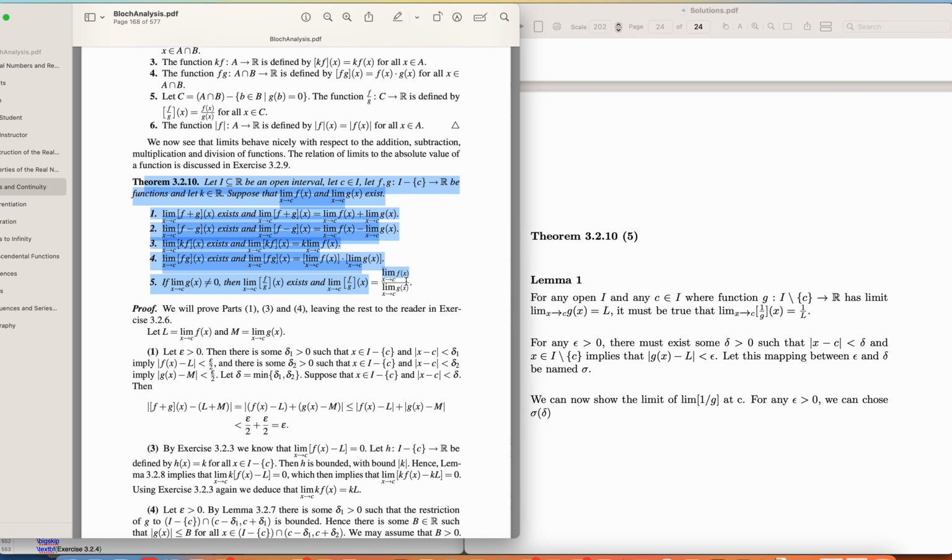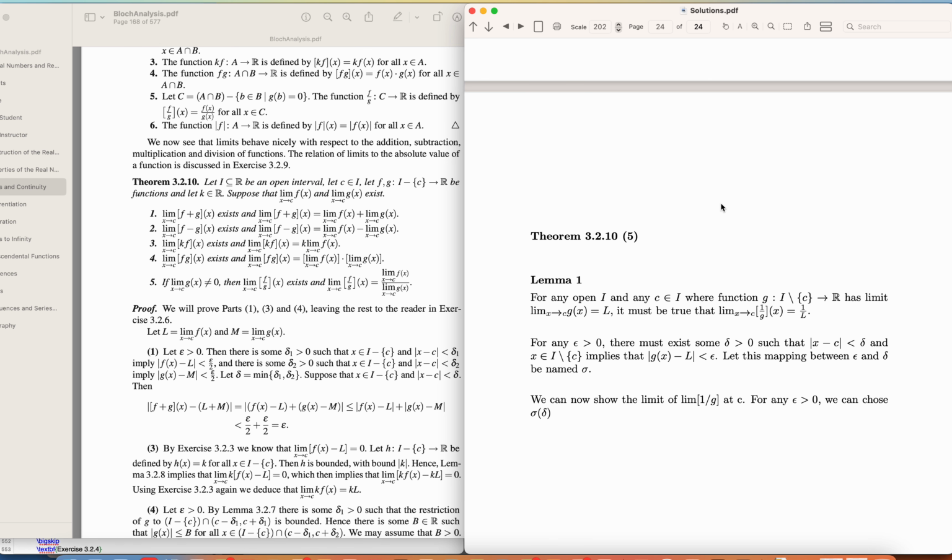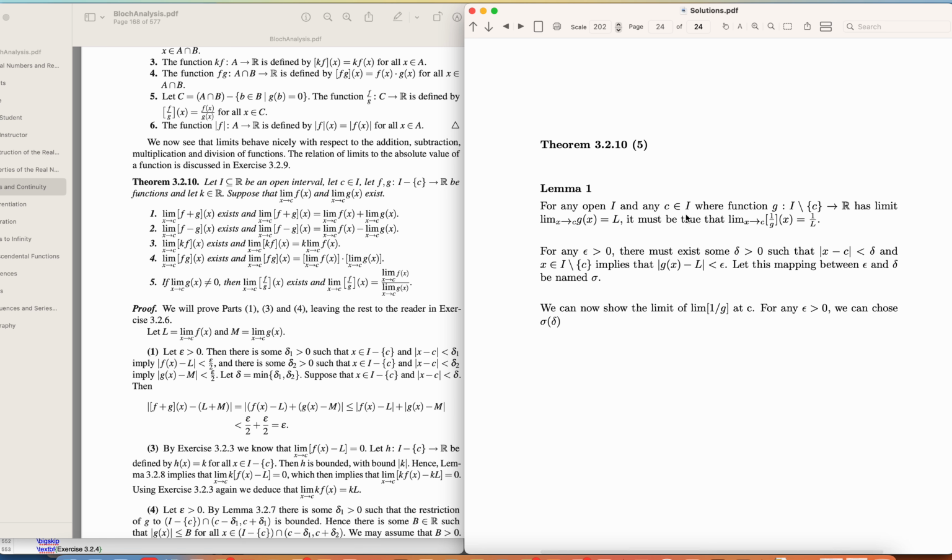For this part 5, I think I need to work on it. I haven't finished it really. I started with this lemma that the limit of 1 over g is equal to 1 over the limit of g, for example, if the limit is not 0, of course. So let's first show this lemma and then proceed with the rest.